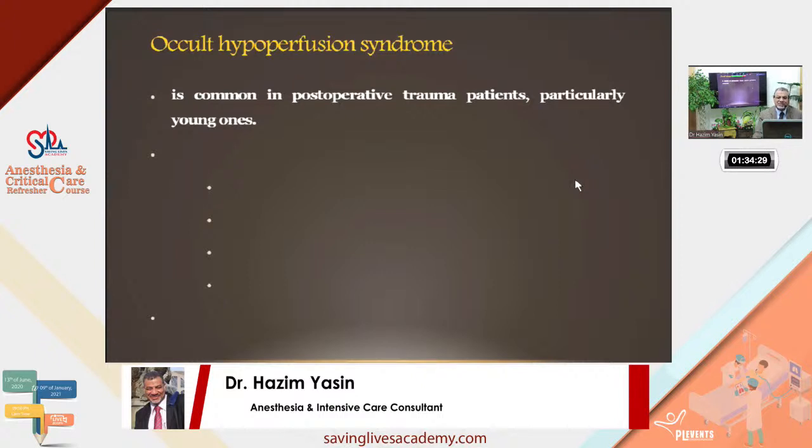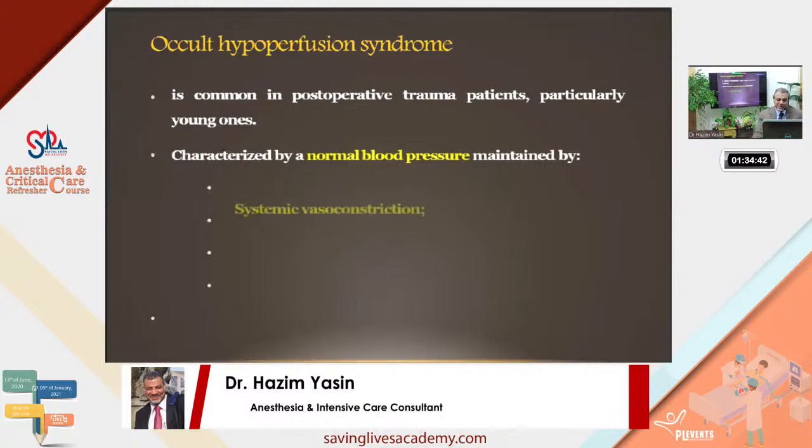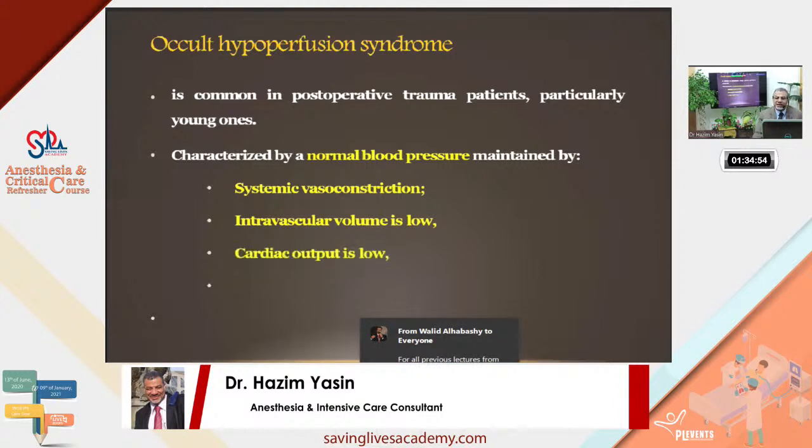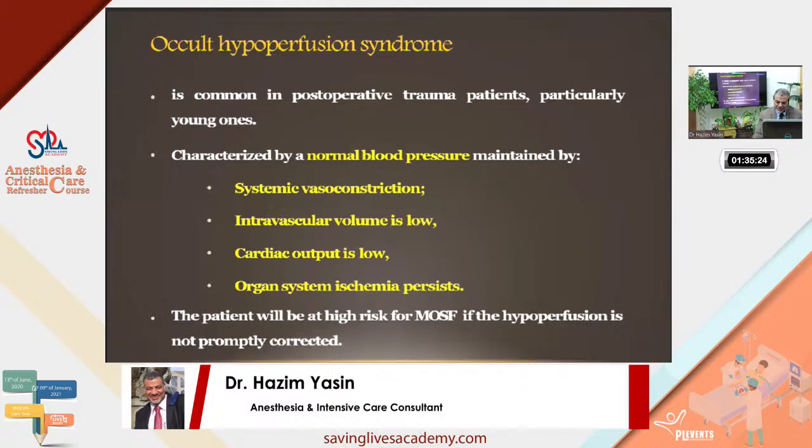Occult hypoperfusion syndrome is common post-operatively in the ICU and in the OR. How? This normal blood pressure is tricky, maintained by systemic vasoconstriction or inotropic support, but still intravascular volume is low and cardiac output is low. The use of transesophageal echo and transthoracic echo, even in the OR or in the ICU, will solve this problem, and we will not fall into this trick of occult hypoperfusion syndrome. As long as organ system ischemia persists in most of the vital organs, the patient will be at high risk of multi-organ system failure.